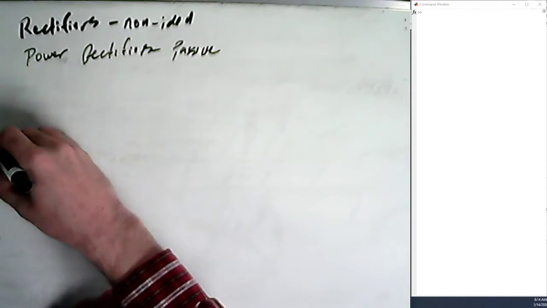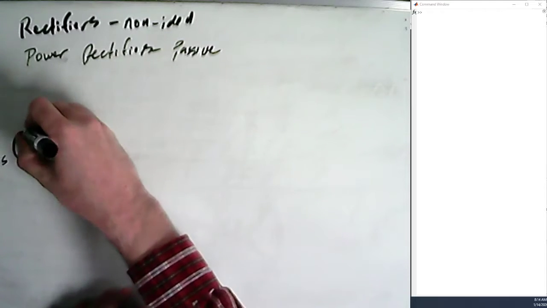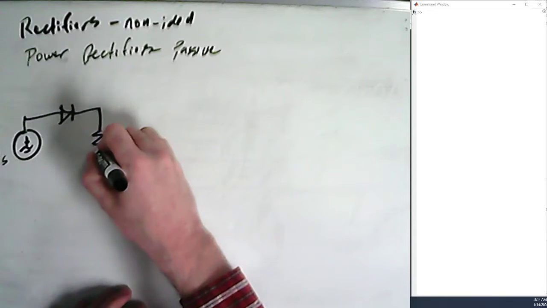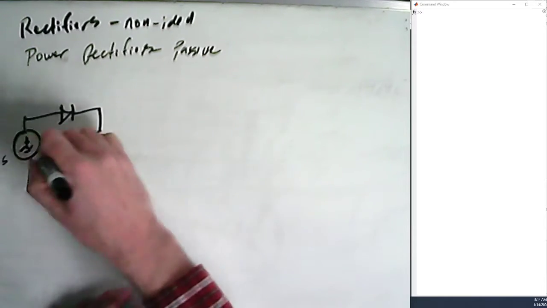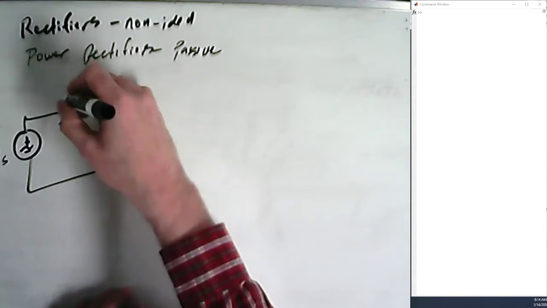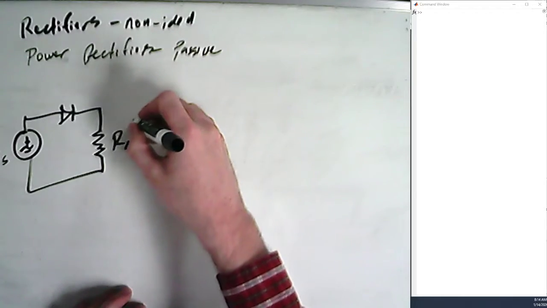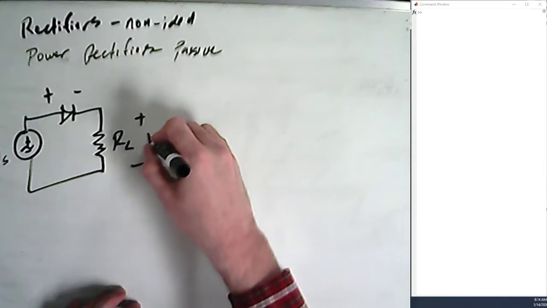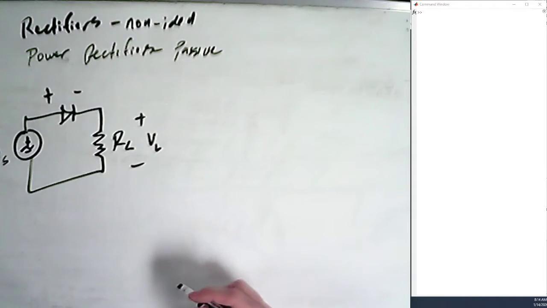So all of these, I'm going to call this VS. This comes in, and this is our half-wave rectifier. We should be very familiar with this right now. We're going to call this R load, and now we are going to get some voltage drop across that diode. We'll call this V load.